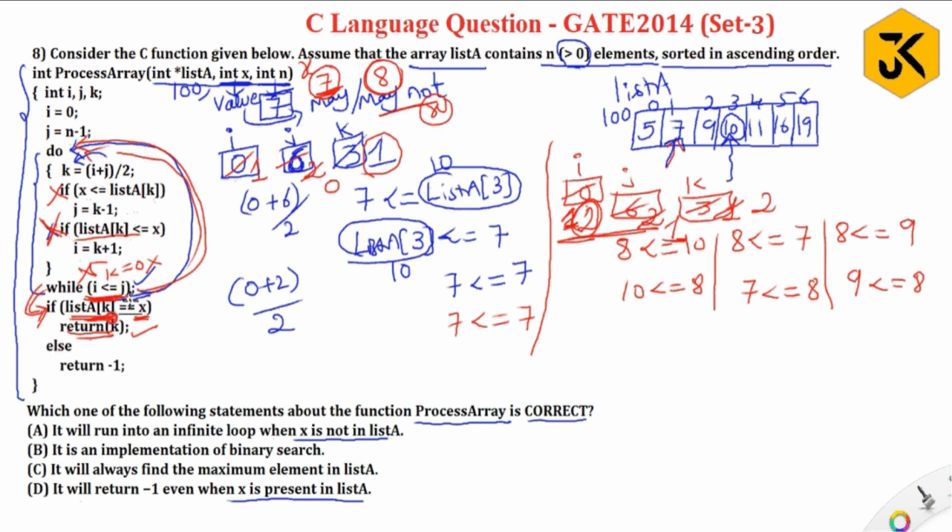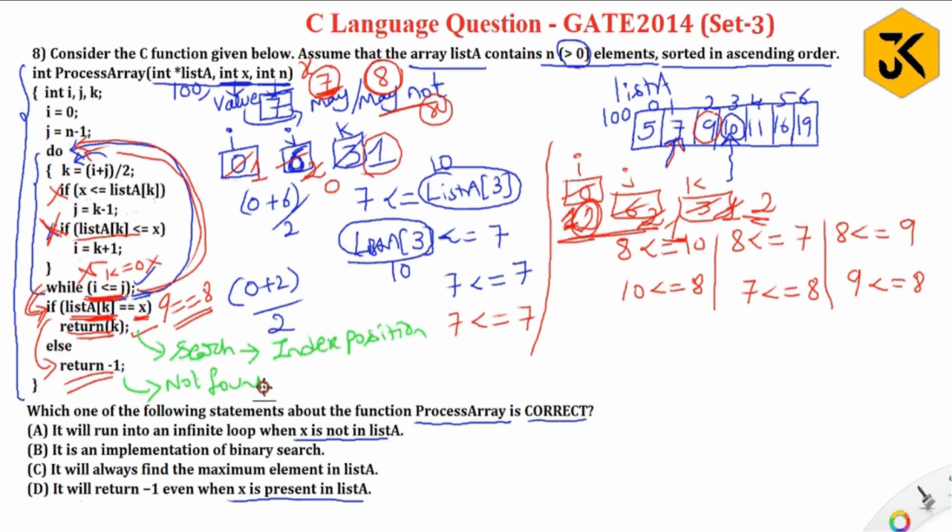Now list A of k. List A of k is what? K value is 2. So 2 means I will get the value 9. Is 9 double equal to my searching value 8? No. Then it is going to execute the else case. So with this procedure, you can understand that if my search value, whatever the value I want to search, exists, then it is going to return its index position. If my search value is not found, then it is going to return -1. With these statements, we can understand the answer.